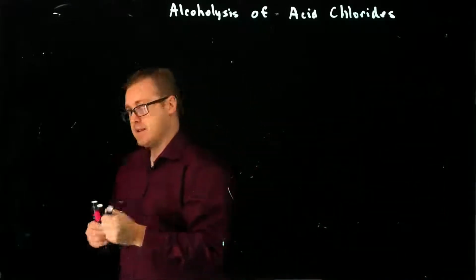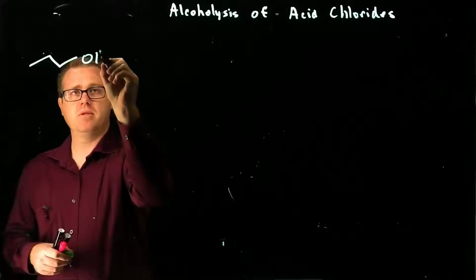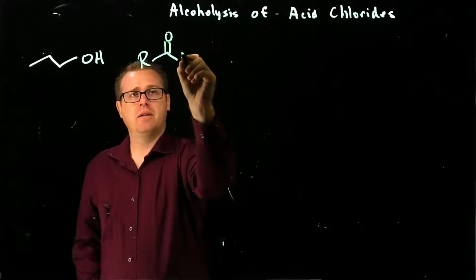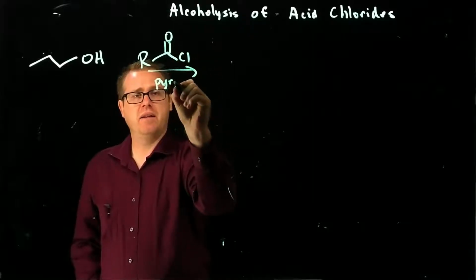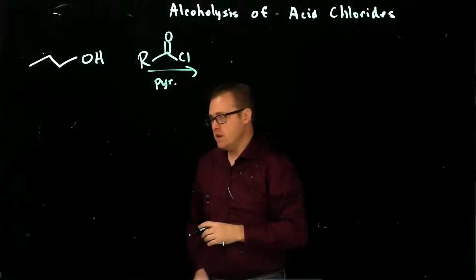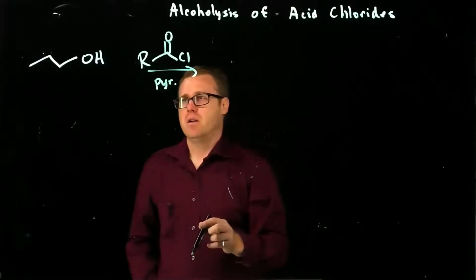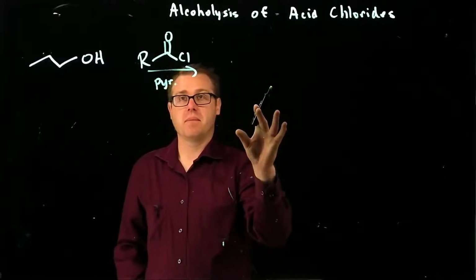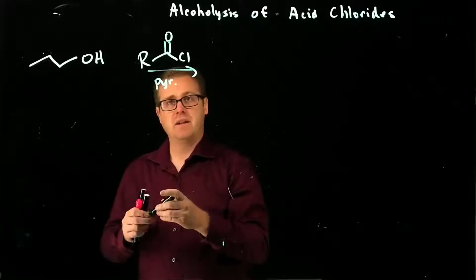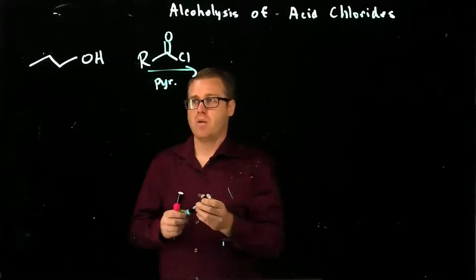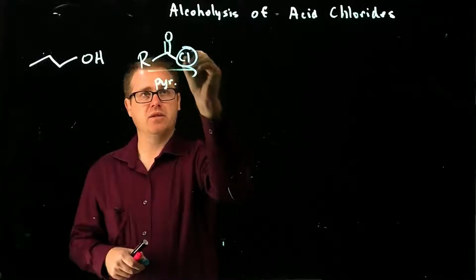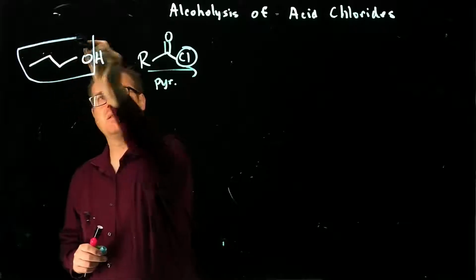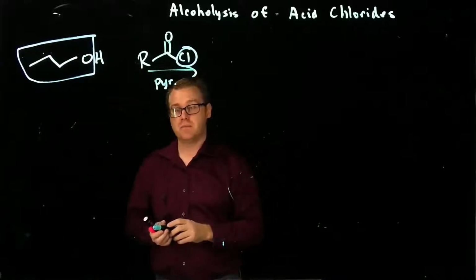What if we did, let's say, a very simple primary alcohol treated with an acid chloride with some pyridine? What would our product be? Well, we're forming an ester, right? So you could look at it like this. We're going to replace that chlorine with that. That's one way to look at it.